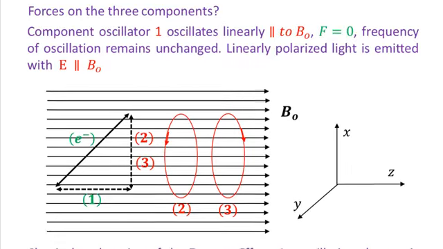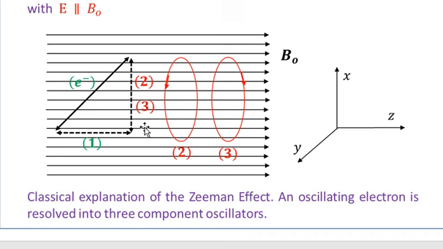Now you see the diagram over here, let me read the caption of this diagram. Classical explanation of the Zeeman effect. An oscillating electron is resolved into three component oscillators. I have shown the direction of the magnetic field B naught along the Z direction. This electron, represented with green e to the power minus, is oscillating along this diagonal direction. So this is the direction of oscillation of the electron.